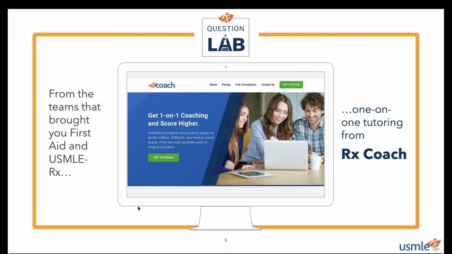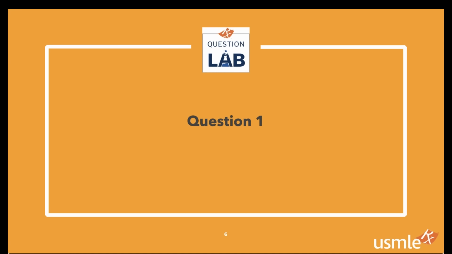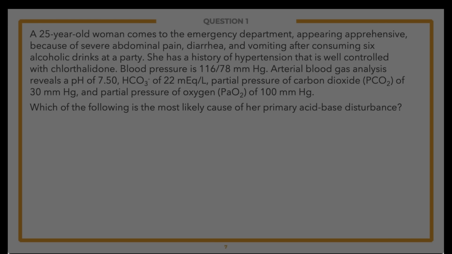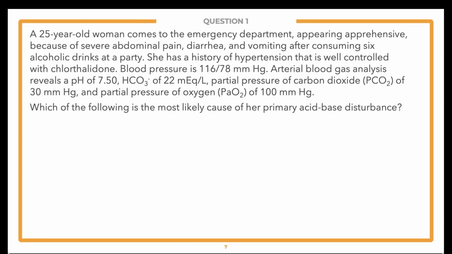Okay. So we're going to just jump right in here. We're going to get into question number 1. And the first thing that you're going to see is that there are no answer choices. That's by design. The first thing that we ask you to do is cover up your answer choices. Why do we do that?